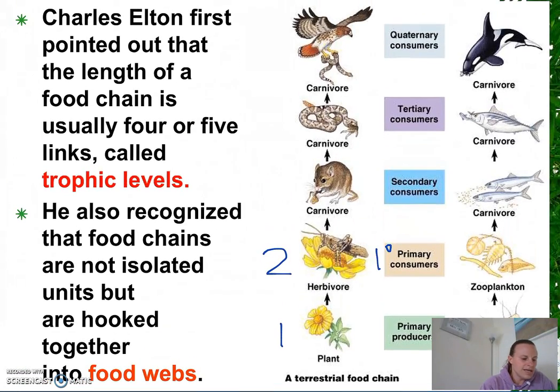Then you've got your secondary, your tertiary, and your quaternary consumers. Again, these are all heterotrophs. They must obtain their food, and this is where you start seeing carnivores and even omnivores.